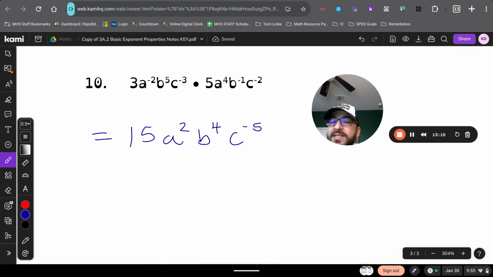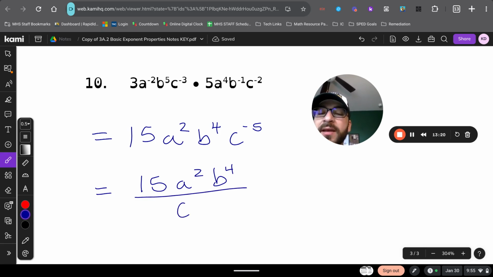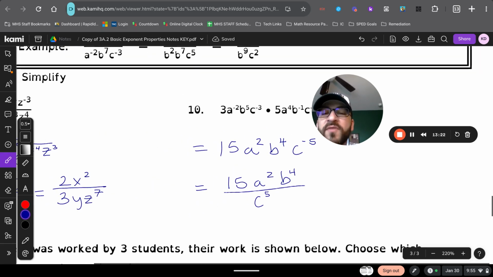So we just have one last thing we have to do. We see that c to the negative power, which is going to move down to the bottom of a fraction. So all of this is going to stay up in the top, and our c would move down to the bottom.